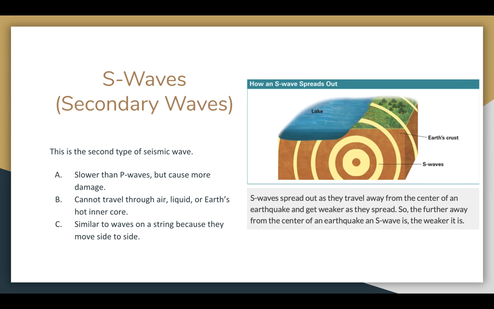S waves, secondary waves. This is the second type of seismic wave. They're slower than P waves, but they cause more damage than P waves. They cannot travel through air, liquid, or the Earth's inner core, which is really, really hot. It can't travel through that. These S waves are most similar to waves on a string because they move side to side. And if you take a look at our diagram here, they're traveling outward just like P waves, but notice it cannot penetrate or go through liquid. So something different than P waves.